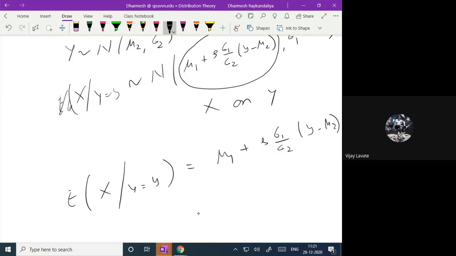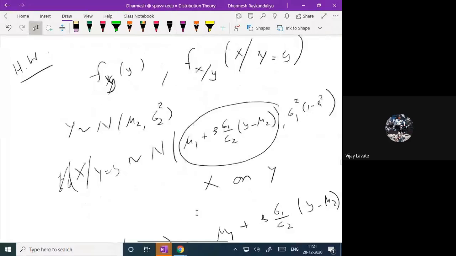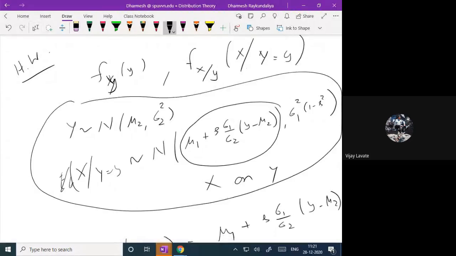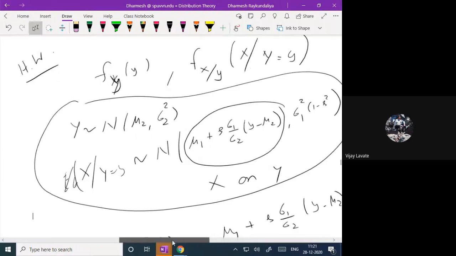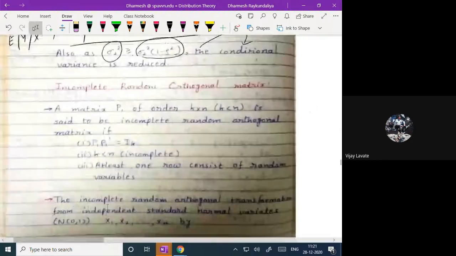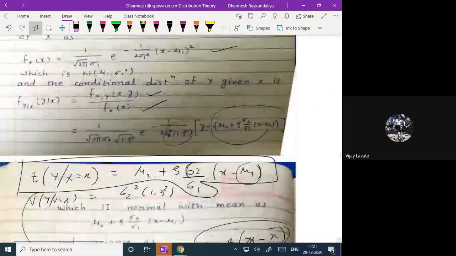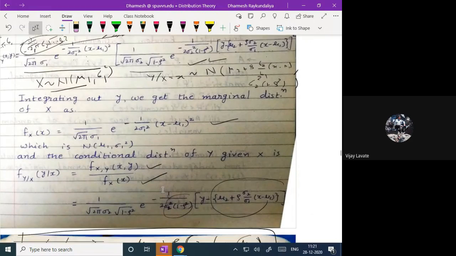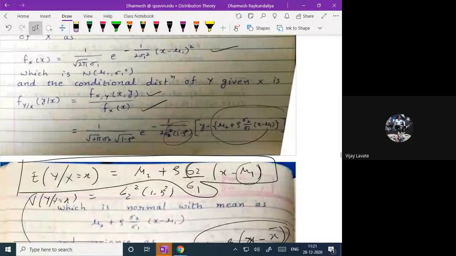Sometimes we call them mu 1.2 and mu 2.1. We will see this when we come to the multivariate normal distribution. So when you find this, you will get this kind of result. And you can see that this quantity is independent of this quantity, so y given x and x are independently distributed. And that is how we can write the joint in the form of a product.